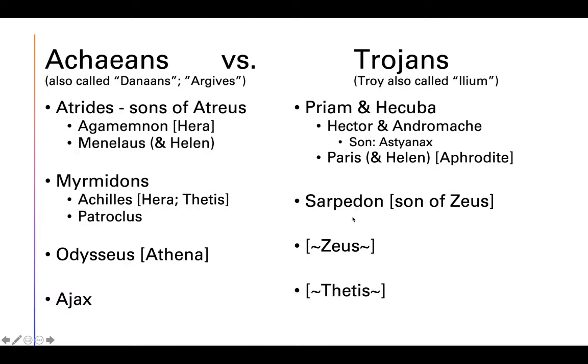Another important Trojan is Sarpedon. He's mainly important because he's the son of Zeus. So he's a mortal man, son of Zeus. I kind of put Zeus over here on the Trojan side. Zeus has a lot of loyalties with the Trojan side. He's got a son over here. He really loves Troy. He doesn't want it to fall. But Zeus is also kind of tied to the Achaean side as well. He loves Achilles. He loves Agamemnon. He's really torn about this conflict. Thetis is also sort of torn. She wants to honor her son Achilles, but she also hates Agamemnon, so it's lots of conflicting loyalties going on.